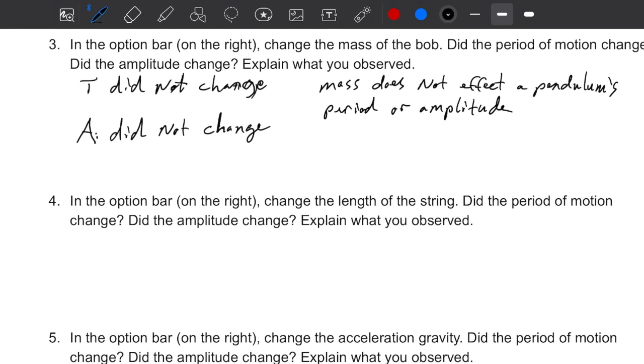In the option bar on the right, change the length of the string. Did the period of motion change? Did the amplitude change? Explain what you observed. The length of the string for a pendulum is in the formula. The period is 2 pi times the square root of L over g. A longer string would result in a longer period because L, the length, is in the numerator of that equation that's in the radical that you have to square root. So a longer string will result in a longer period.